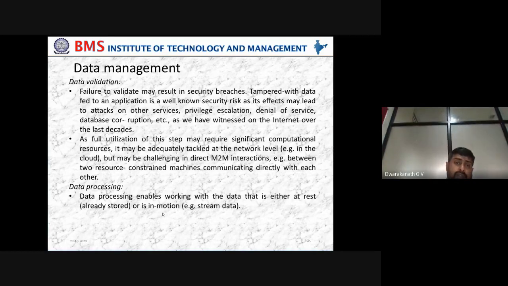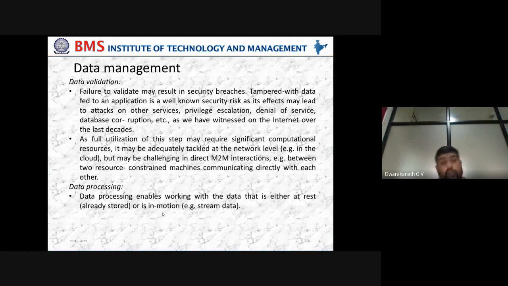As full utilization of this step may require significant computational resources, it may be adequately tackled at the network level. So you should keep the computational resources at the network level, meaning before sending to the network, I first evaluate that this data is the data I need. But it may be challenging in direct M2M interactions, for example between two resource-constrained machines communicating directly with each other. That is one thing you should know in data validation.